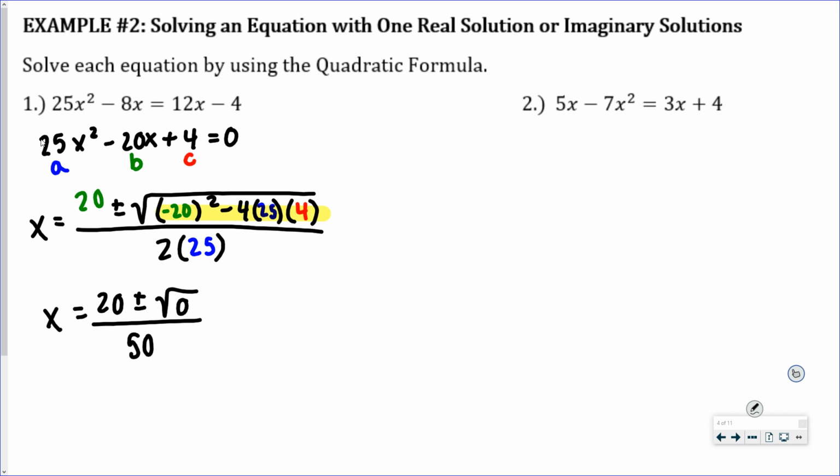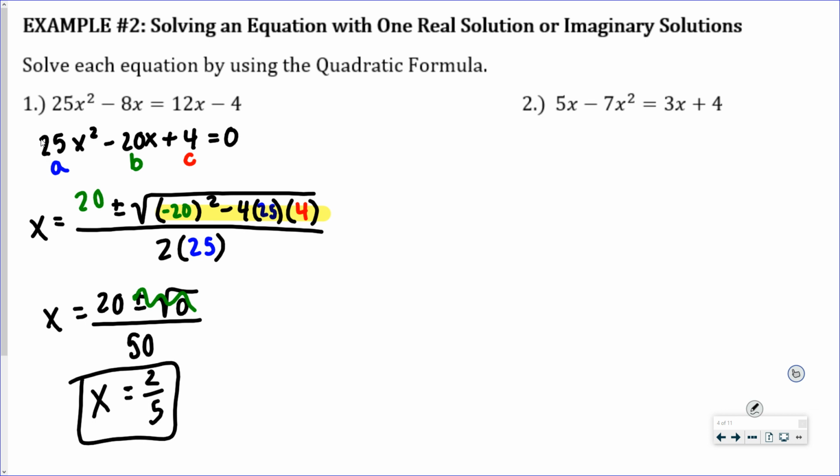You have plus or minus nothing, so essentially this part just drops out. So we're just left with 20 over 50, which is 2/5. We just get one answer. And remember, that can happen when we're solving quadratics. We can get just one answer. We'll talk about what that means in a second. Okay, so don't forget, that can happen.